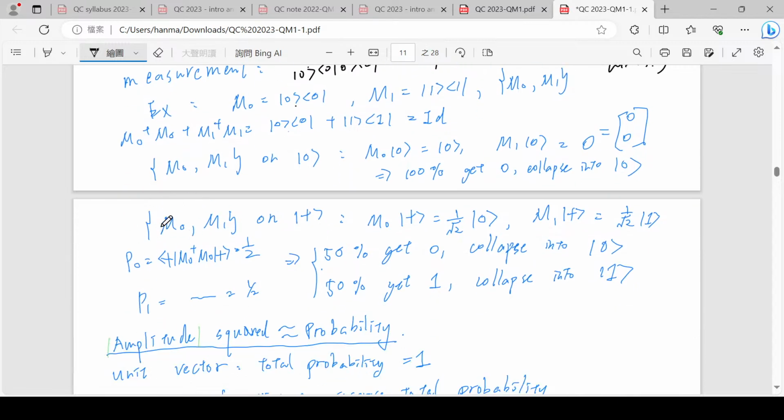We do the M0 and M1 measurement, the basic computational basis measurement, on this plus state. We know the plus state is 1 over square root 2 of |0> plus 1 over square root 2 of |1>. So you kind of expect 50%, 50%. But let's go through the more complicated math. M0 on plus is 1 over square root 2 times |0>, and M1 on plus is 1 over square root 2 times |1>.